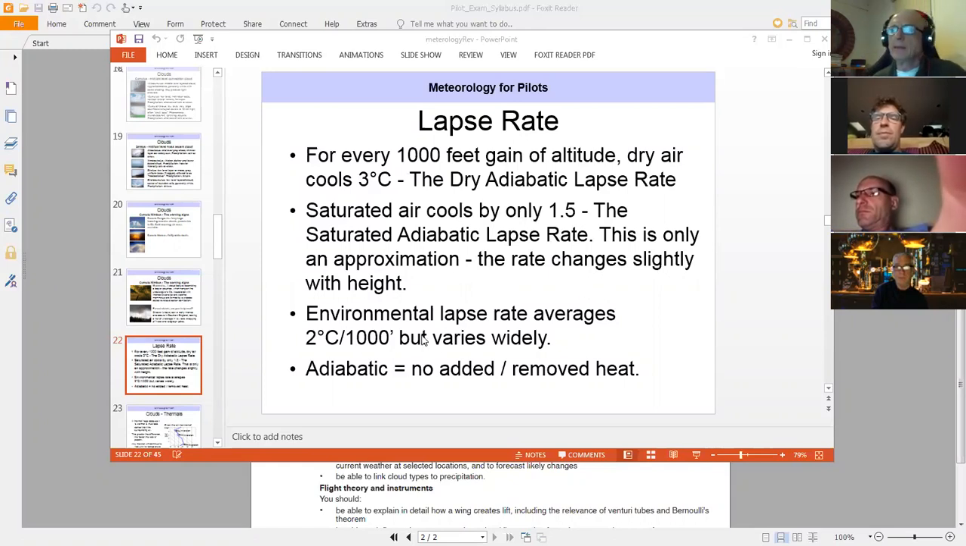Environmental lapse rate on average is 2 degrees C per 1,000 feet, but it varies widely. So with environmental lapse rates, what you'll actually get is a set of figures or a line where it says at this height the environment temperature is this, at this height it's that, and you'll get a graph, which I'll have a look at now.